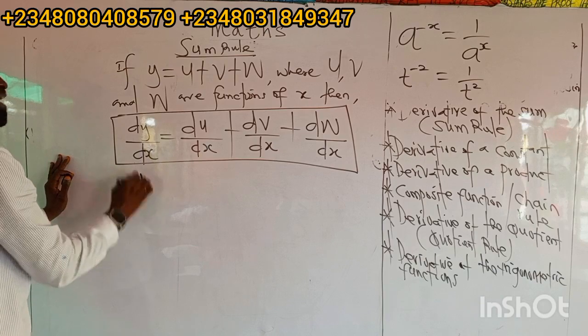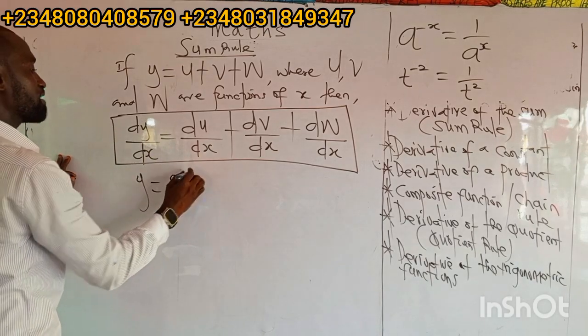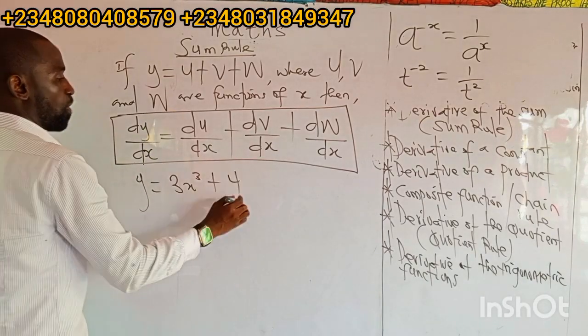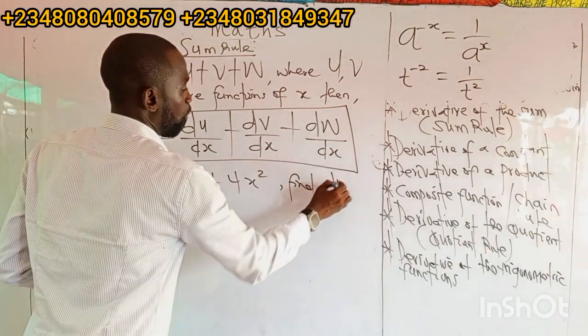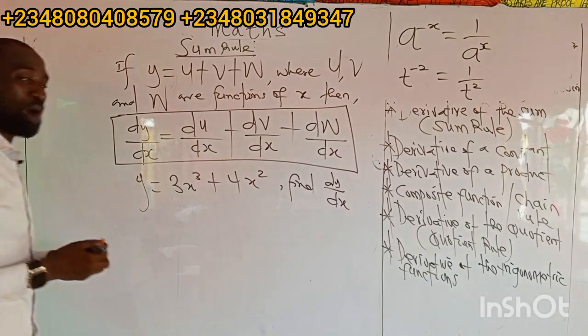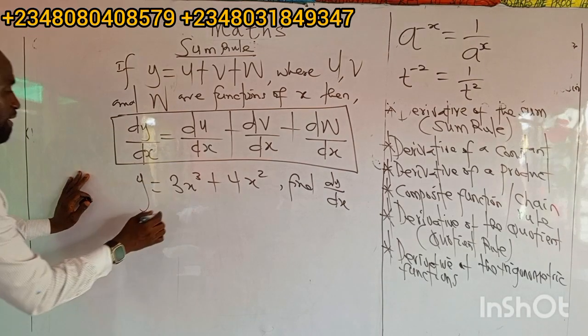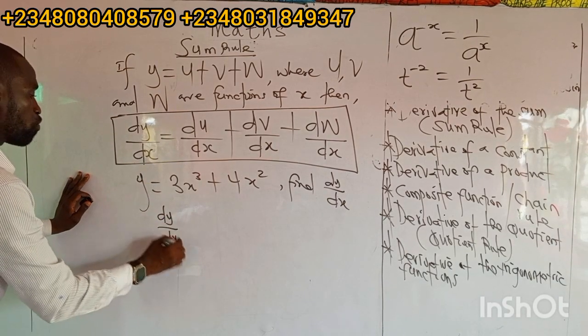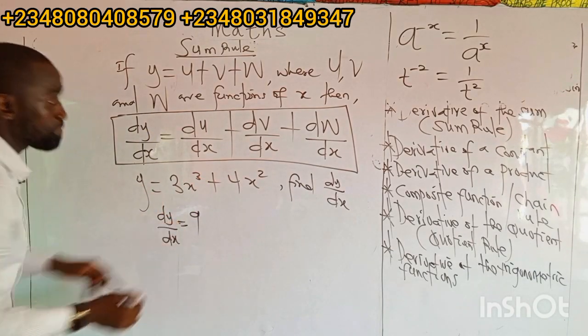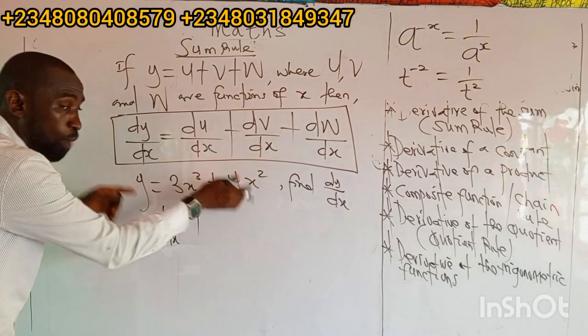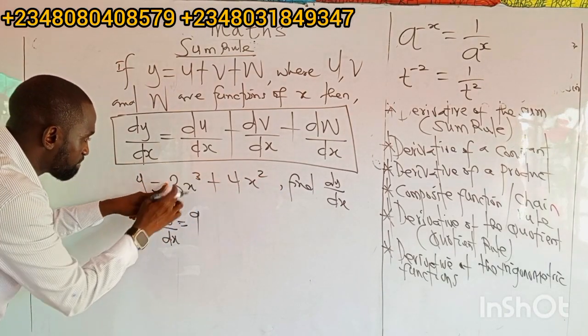Example, y equals 3x cubed plus 4x squared. Then find dy/dx. We do it one by one. So our dy/dx will be equal to 3 times 3, 9. Okay? I'm using the general rule, but it will be one by one. Are you getting me? 3 times 3, 9.